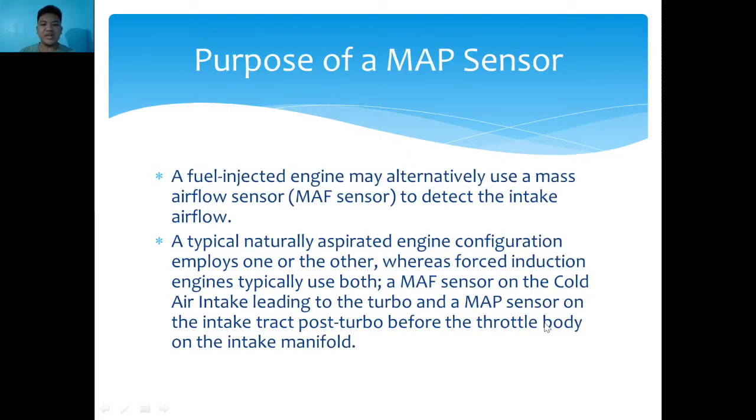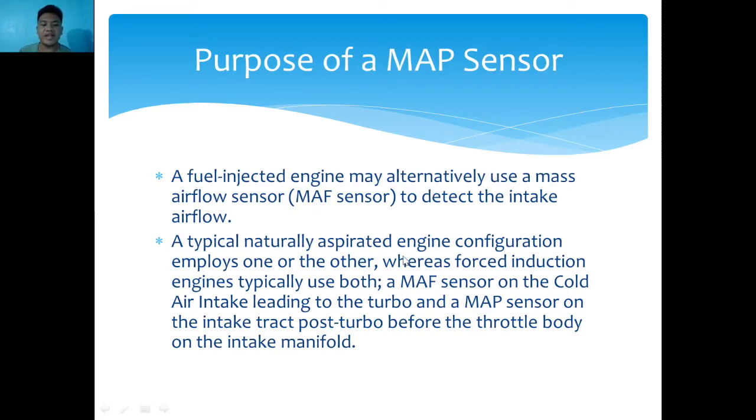A fuel-injected engine may alternatively use a mass airflow sensor to detect the intake airflow. A typical naturally aspirated engine configuration employs one or the other, whereas forced induction engines typically use both: a MAF sensor on the cold air intake leading to the turbo and a MAP sensor on the intake track post-turbo, before the throttle body on the intake manifold. So in here it says that most naturally aspirated engines use only mass airflow sensors. There you go.